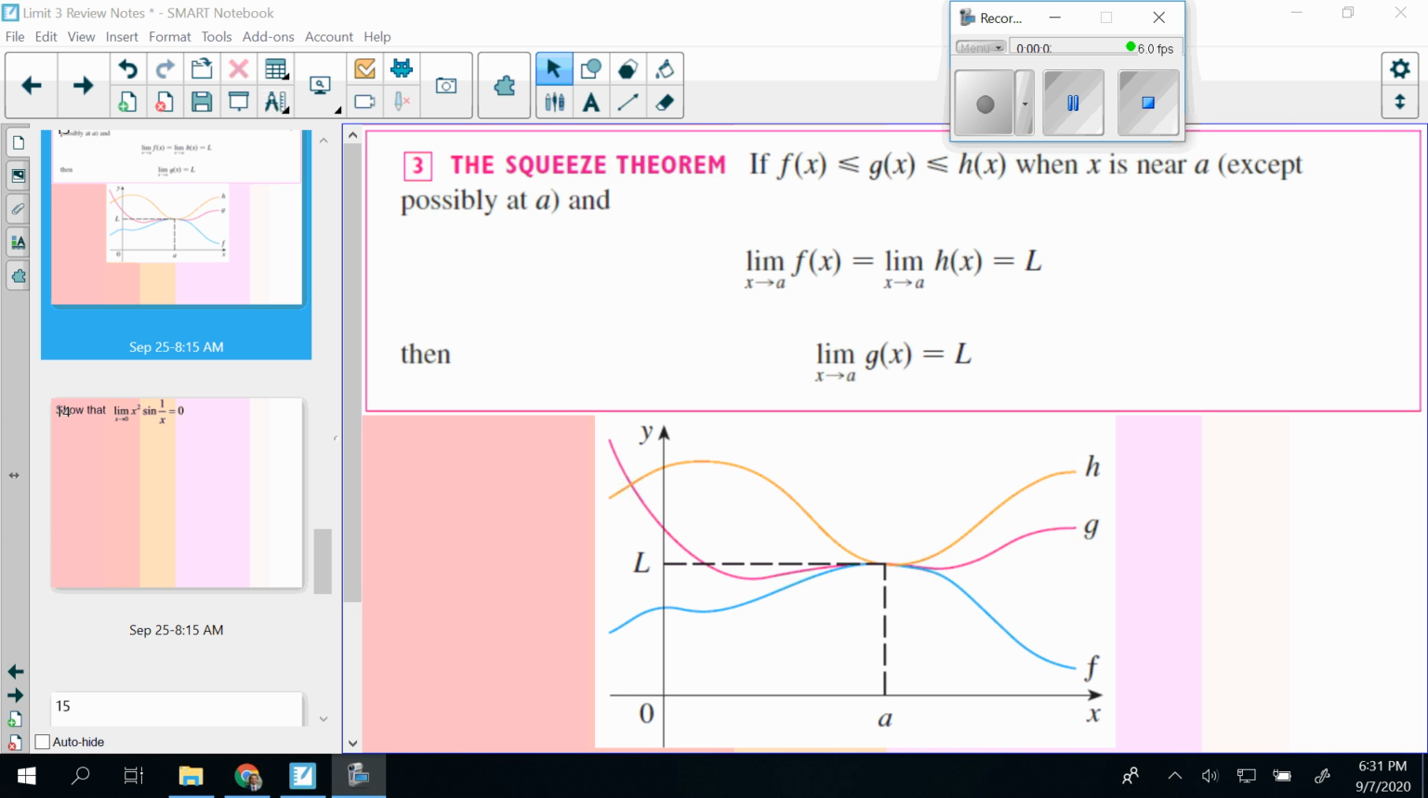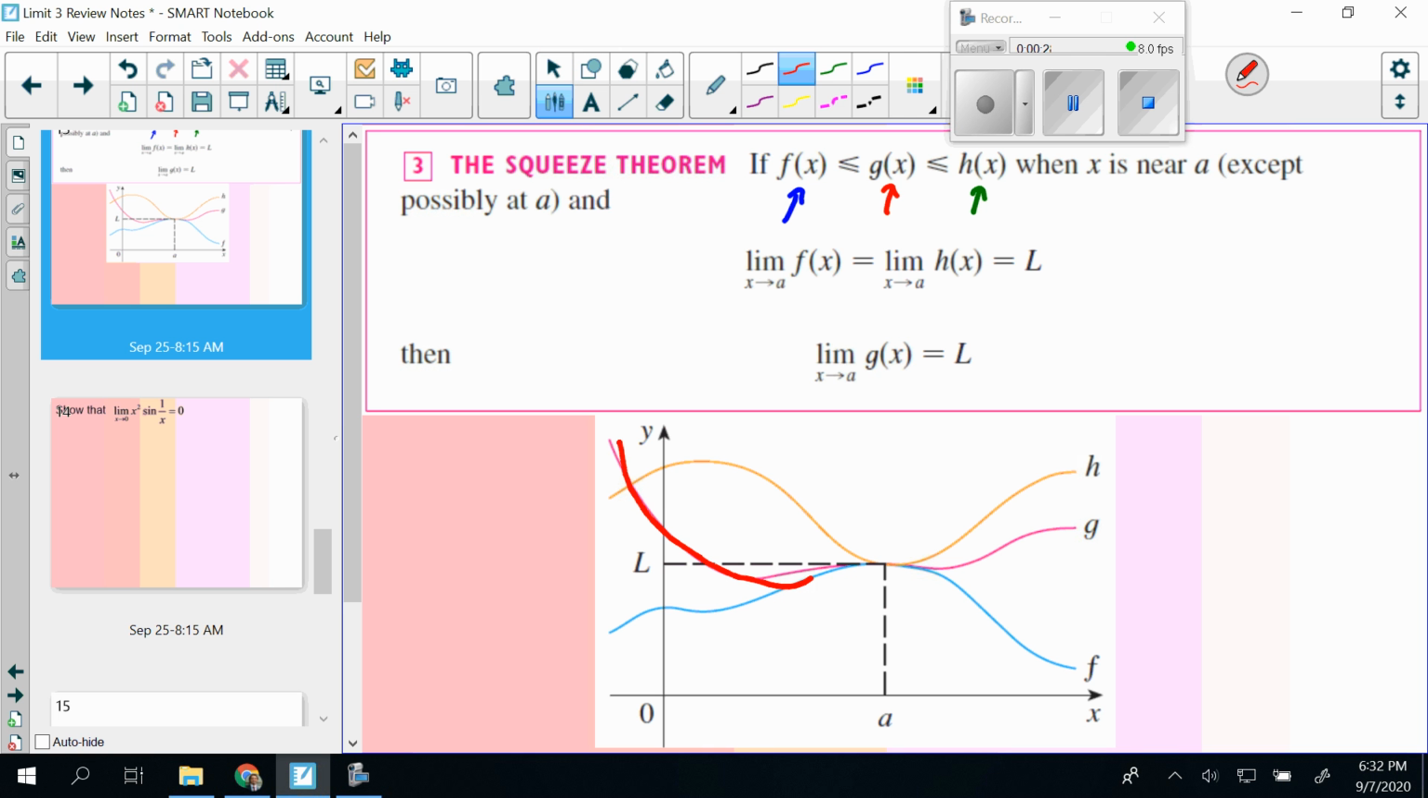Another way we can evaluate limits is something called the squeeze theorem. The squeeze theorem says if you have a function g, and we can figure out a function that's always bigger or smaller than that, so f of x is always smaller, and h of x is always bigger, then we can evaluate this by looking at what the pictures do.